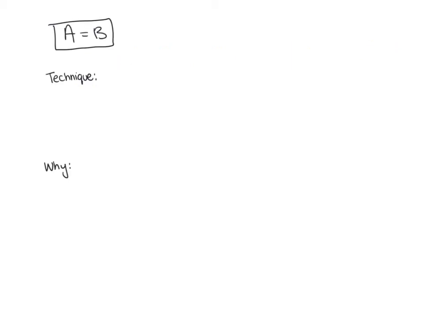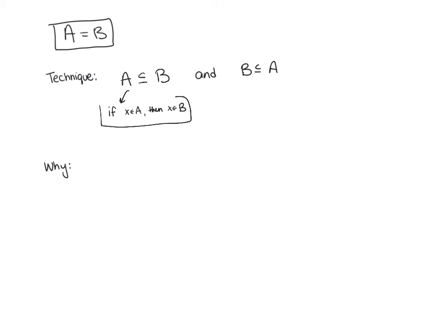Finally, let's talk about how to prove A equals B. So what's the technique we're going to use? I think we've talked about this a little bit before, but whenever we want to show two sets are equal to each other, what we do is we show the first is a subset of the second, and the second is a subset of the first. So it's really just two separate proofs of the form that we've done before. So for showing this, we'll show if X is in A, then X is in B. And to show the other one, we show if X is in B, then X is in A.